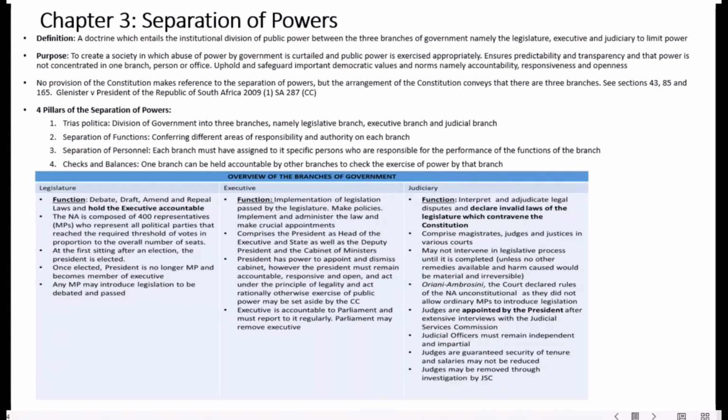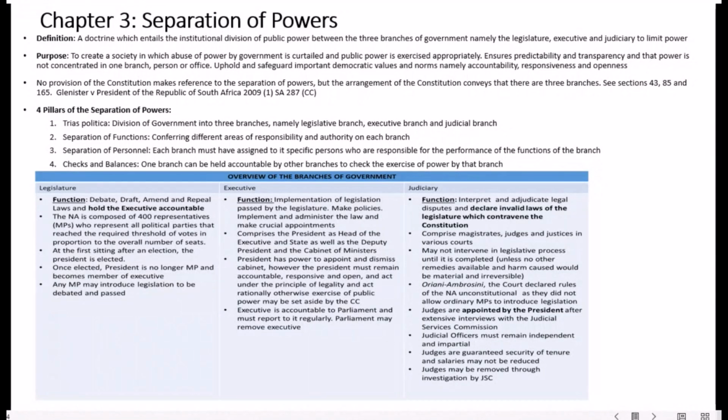The president has the power to appoint and dismiss cabinet. However, the president must remain accountable, responsive, and open, and act under the principle of legality and act rationally. Otherwise, the exercise of public power may be set aside by the Constitutional Court. And the executive is accountable to Parliament and must report to it regularly. And Parliament may remove the executive, as we will see later.